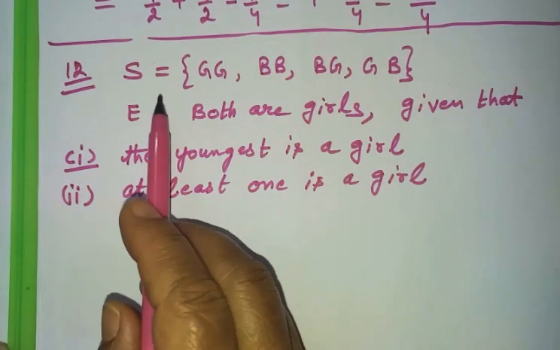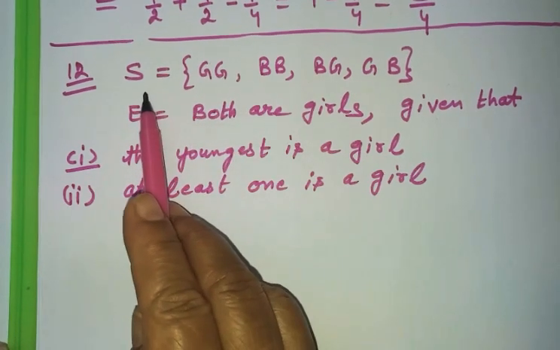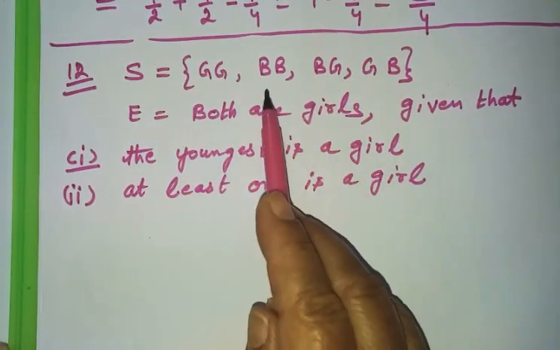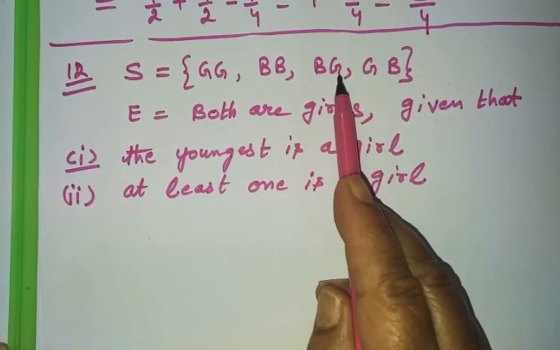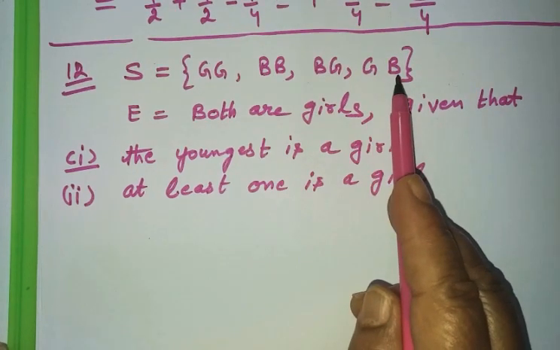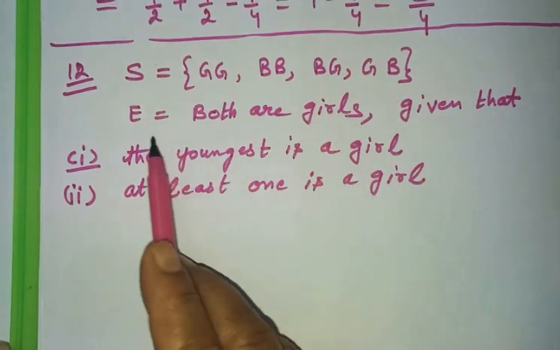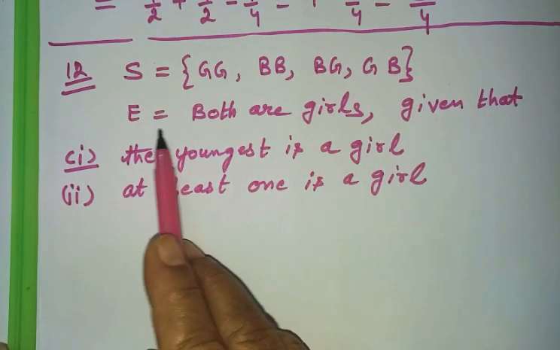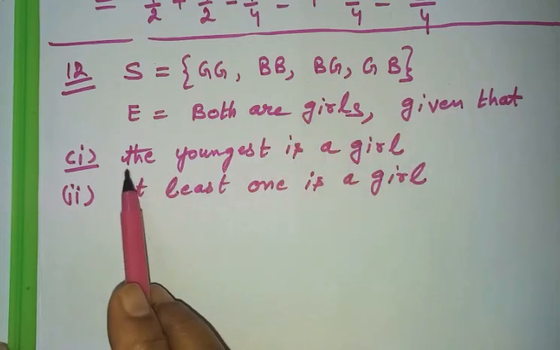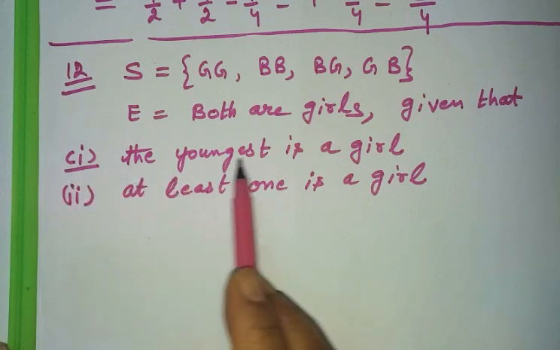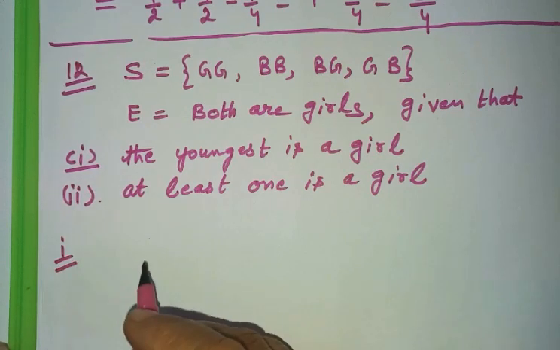The question says there is a family having two children and each child is equally likely. So a two children family can have these combinations: either both girls or both boys, or boy elder, girl younger, or girl elder, boy younger. So this can be the possible sample space. Event E, whose probability we have to find, is both are girls. It is given that event F is, in first part, the youngest is a girl and in second part, at least one is a girl. So let us first proceed with part 1.